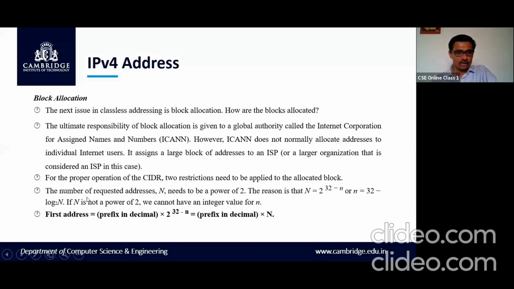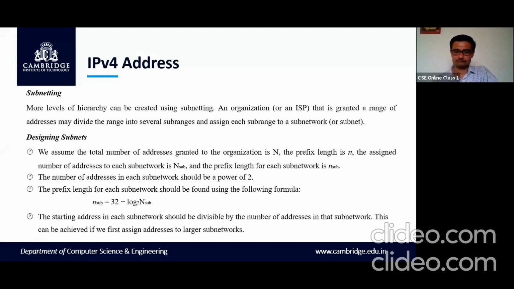Okay. Then once you know the prefix length, you can easily do all this, like computing the first address using this formula here. Directly substituting the prefix in decimal, the prefix should be converted into decimal, what we got here, then multiplied by 2 to the power 32 minus n. So that is basically this. So using all this formula, we can compute.